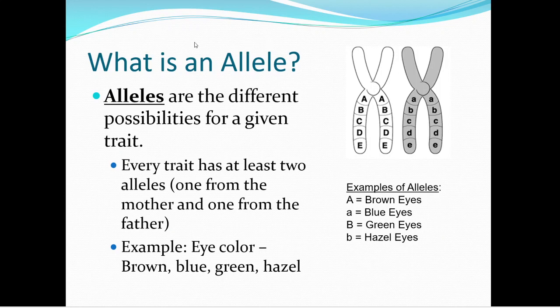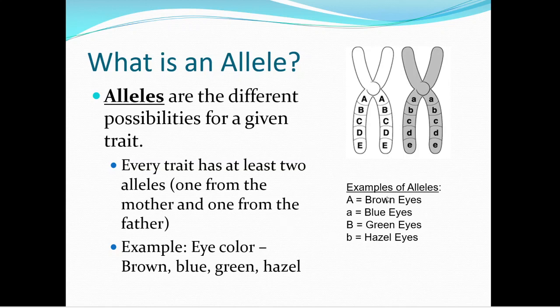And then what is an allele? Alleles are the different possibilities for a given trait. Remember our little sister chromatids here, and now we're going to use letters to represent alleles. Each letter is an allele, and basically it's one copy of a gene. Every trait has at least two alleles, two copies of the gene, one from the mother and one from the father.